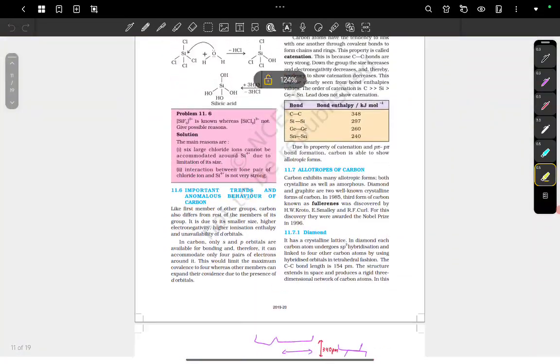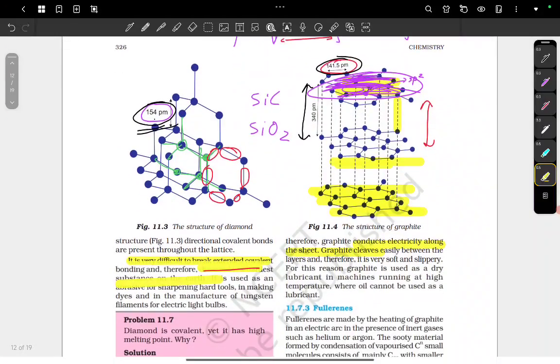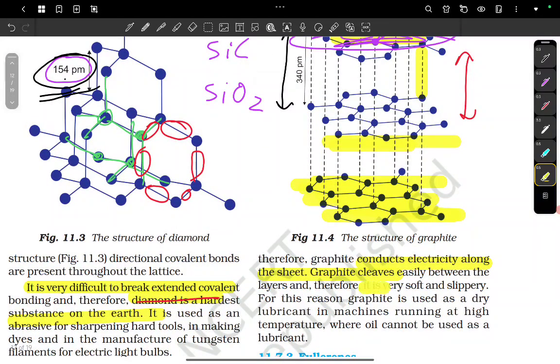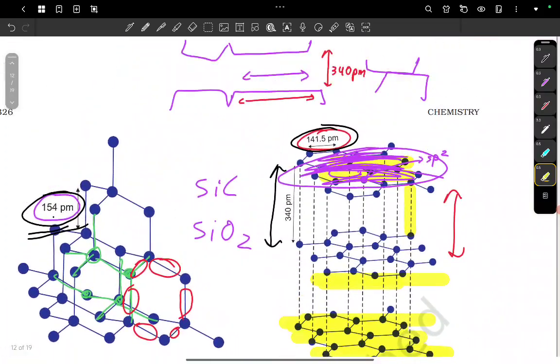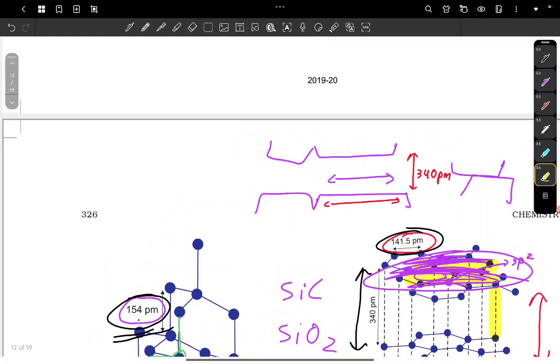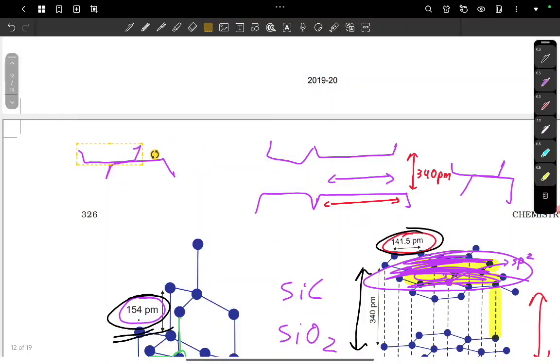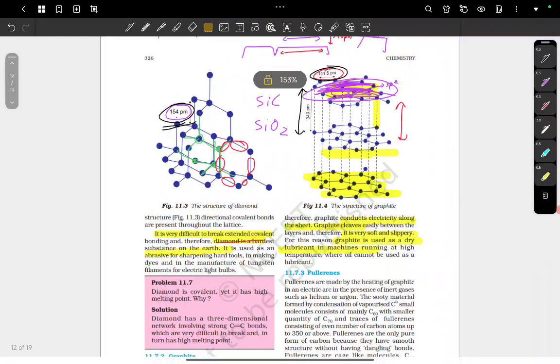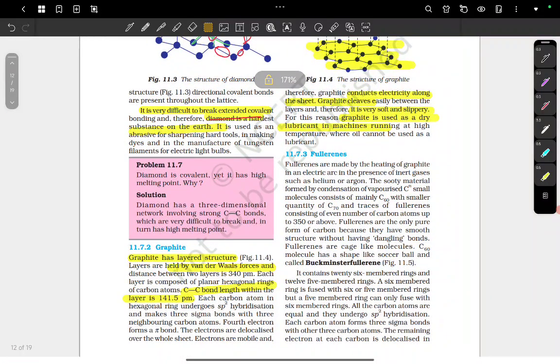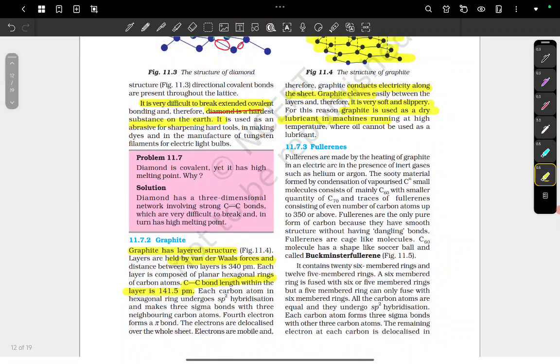And of course, as I told you, the sheets can slip over each other, so it is very soft and slippery. Graphite is used as a dry lubricant. I would tell you, search it on YouTube. It's funny how, despite being a solid, how viscous, maybe you can say, graphite is. It just flows on top of one another, and it's really fun to watch. Go check it out.